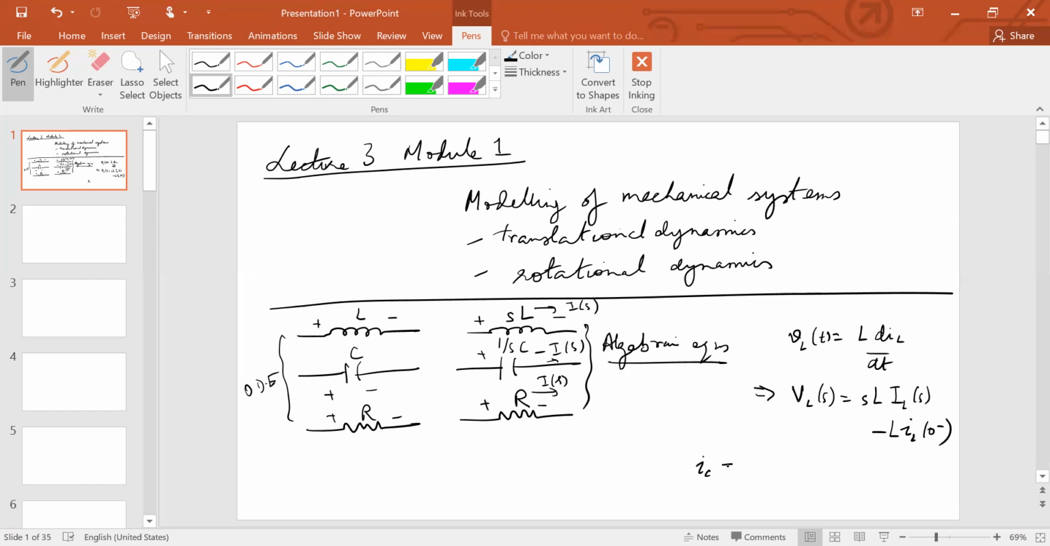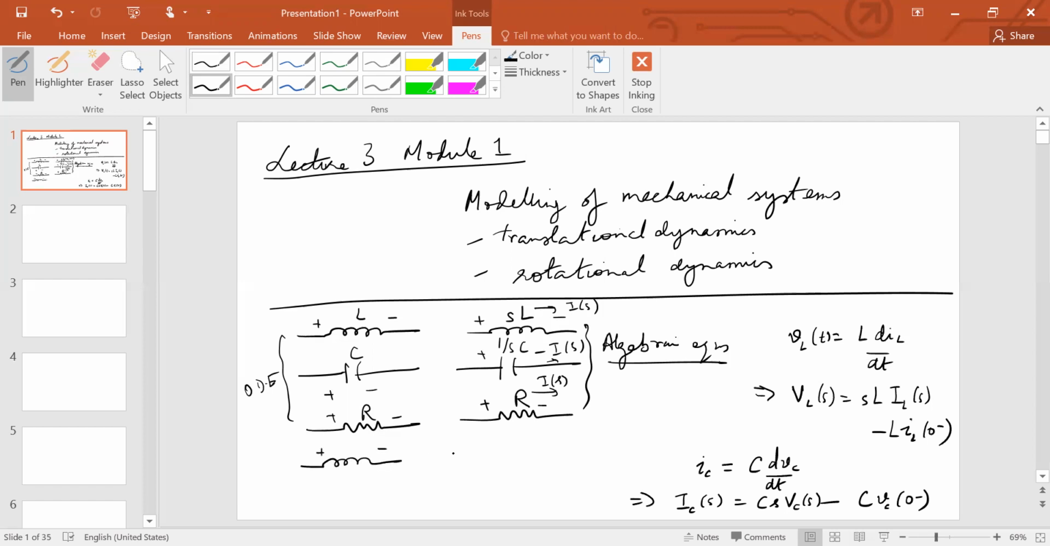By the same token, when you have the capacitor, you know that the current through the capacitor is given by, dropping the t for brevity, C dV_C/dt. So in the transform domain, you have I_C(s) is equal to Cs V_C(s) minus C V_C(0-). So what this essentially means is that if you want to actually solve the overall differential equation, then this is how you must replace the elements.